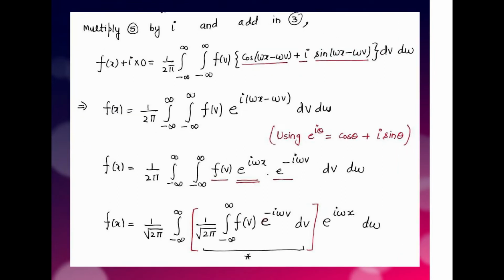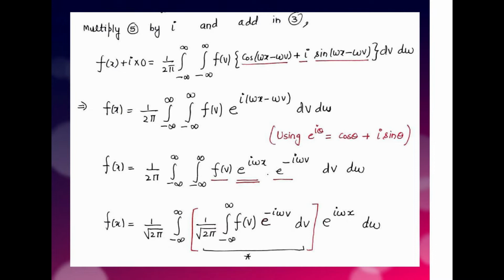So on adding, the left hand side will be just f of x, because the left hand side of equation number 5 is 0, so iota times 0 is 0. And on the right hand side, we can simplify this expression. We have double integral minus infinity to plus infinity f of v. Now we have cos(wx minus wv) plus iota times sine(wx minus wv).